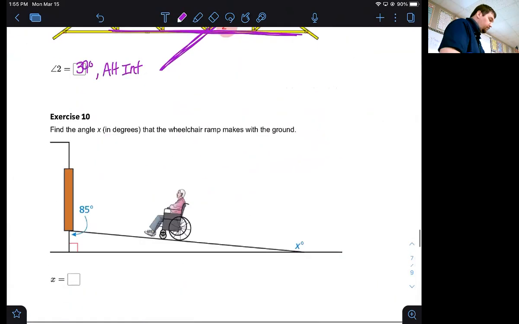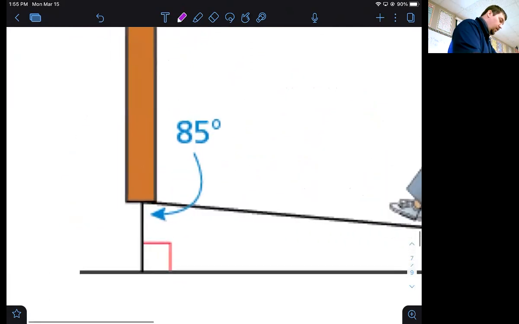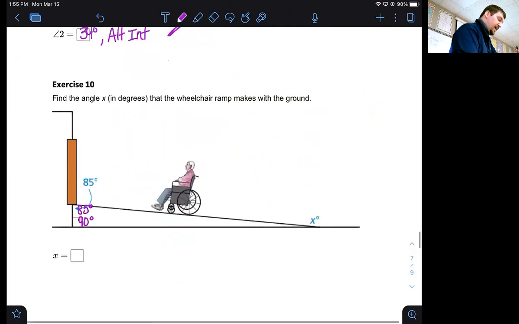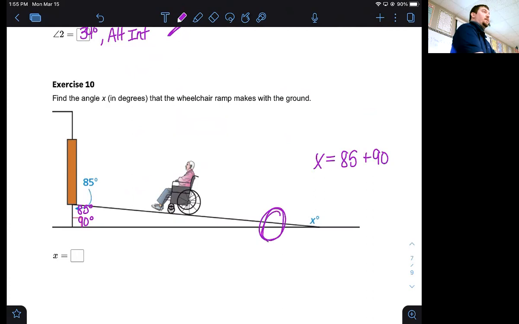Number 10, find angle X, which happens to be an exterior angle. And sorry, Grandma, but I need to zoom in over here. We see that this is a right angle. So how many degrees is that? 90. And we see this angle is 85. And the exterior angle theorem says that this angle is equal to the sum of the two non-adjacent interior angles. So I don't even need to know what that little tiny acute angle is.